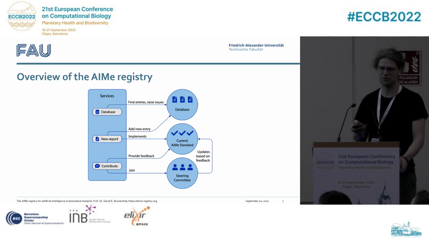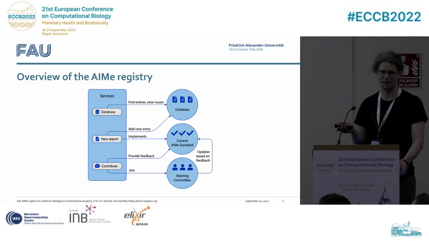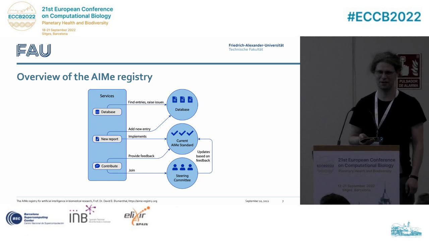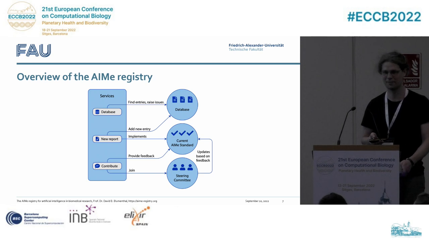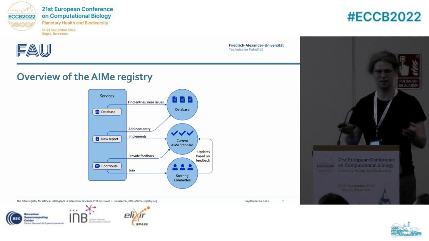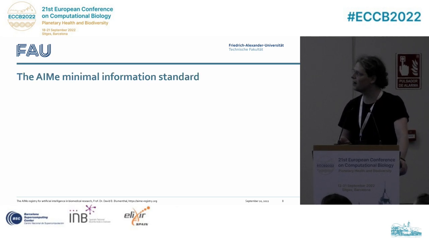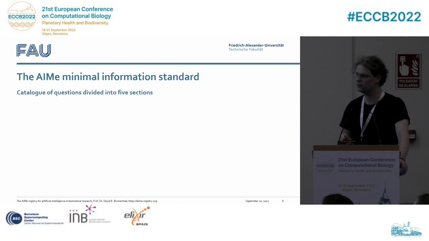Then we have the steering committee, which is responsible for updating this AMI standard, because of course AI in biomedicine is an evolving field, so you can't just publish a standard once and then say, okay, now this is valid for all times. So the idea is to really have an ongoing discussion with the community and then update the standard. All right. So I will give you a very quick overview of what's already contained in the standard, but I won't go into the details. If you want to look at them, just visit our webpage and have a look at it there. Essentially, our questionnaire is divided into 5 different sections.